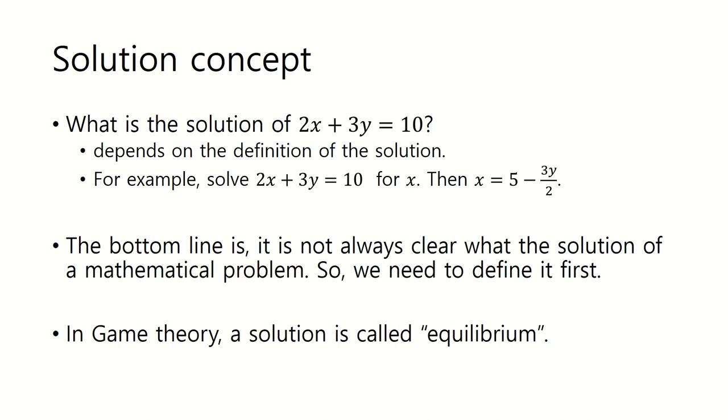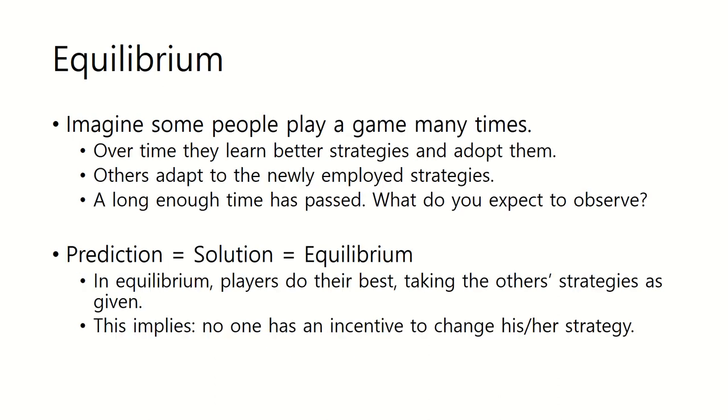And in game theory, a solution is called equilibrium. So why do we talk about solution? Because we want to learn something from this modeling exercise. So we want to derive a prediction of the model. So the prediction will be called solution, and it will be called equilibrium. You know, the word equilibrium means some stability, right? So there is balance, and the situation is stable. So there are not many changes.